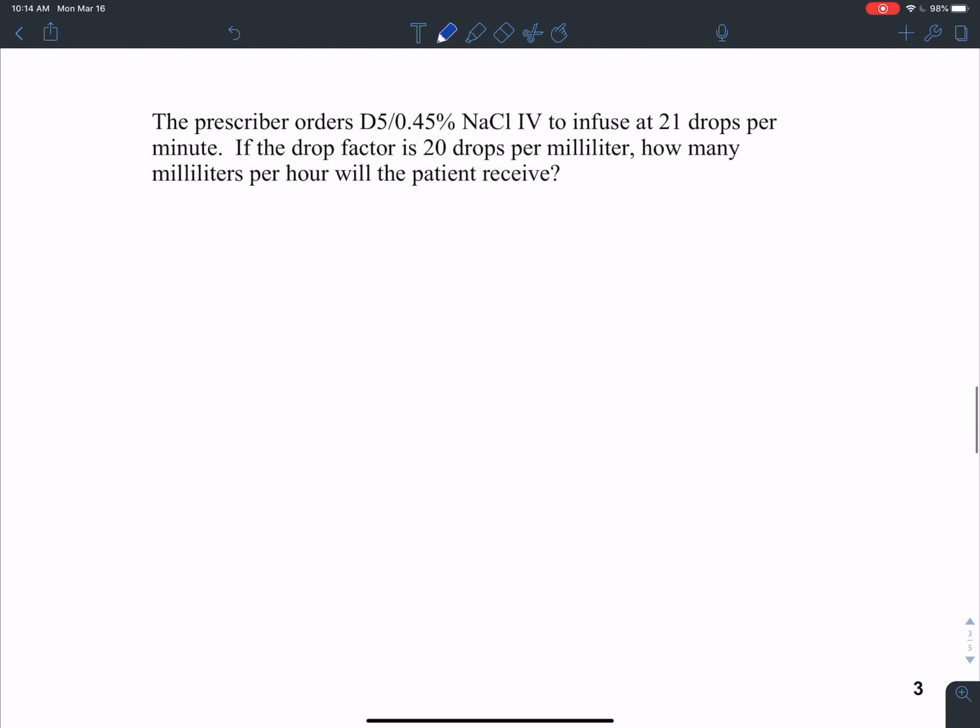Let's look at our next example. The prescriber orders dextrose 5% solution in half normal saline IV to infuse at 21 drops per minute. If the drop factor is 20 drops per milliliter, how many milliliters per hour will the patient receive? So we want milliliters per hour.